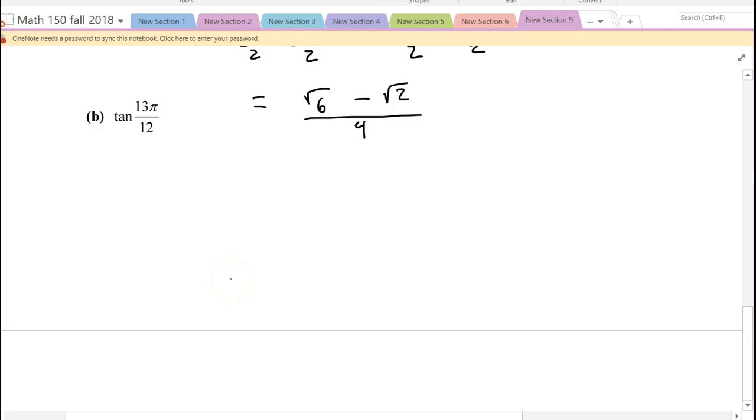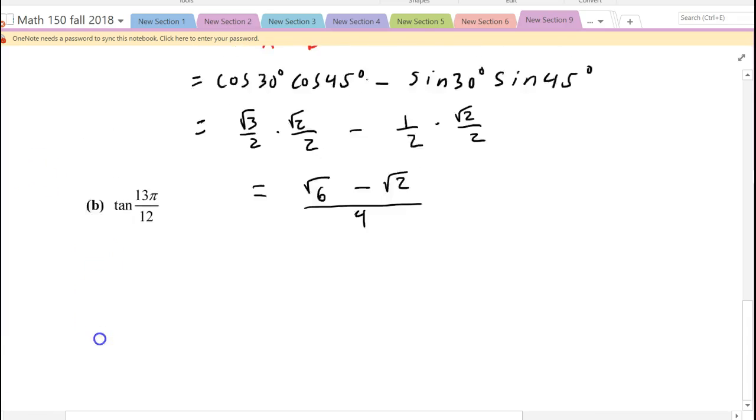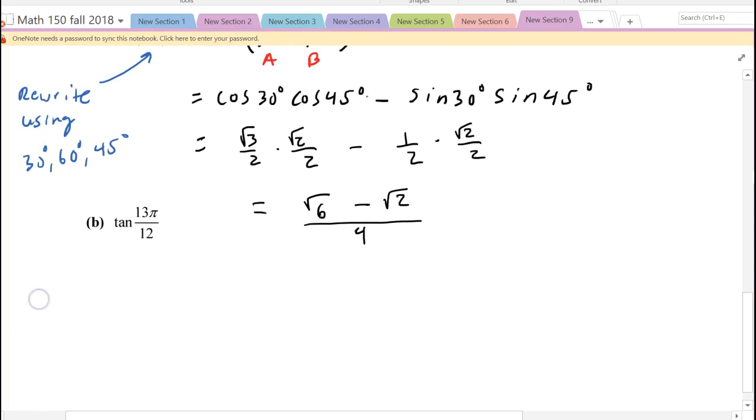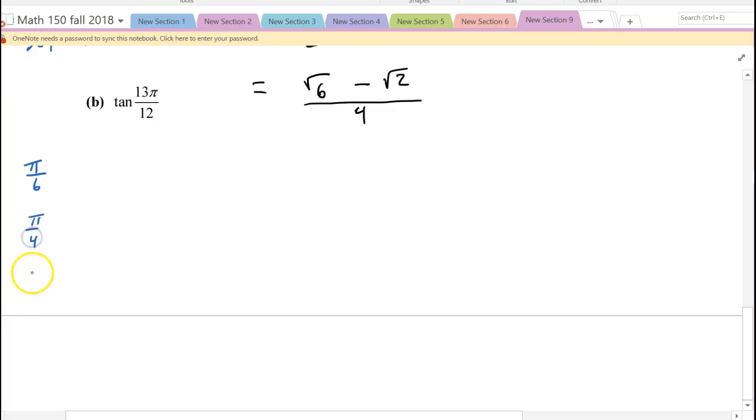Convert it, but there's another way to do it. Remember, the goal of this is we rewrite here using 30, 60, or 45, right? Whatever combination works. And so the same thing would be true for this problem. Except since it's in radians, I want to look at it in radians instead. So I want to see, is there a way to write 13 pi over 12 in terms of pi over 6, pi over 4, pi over 3.